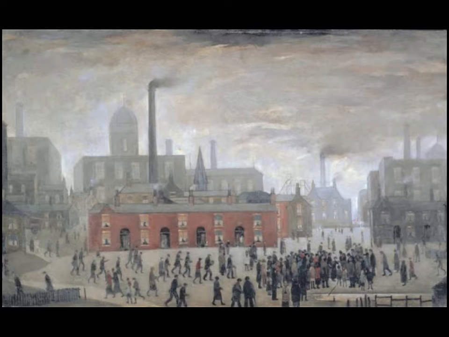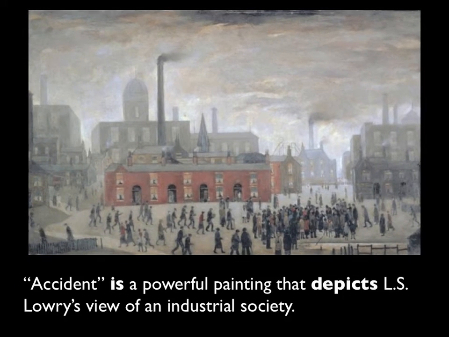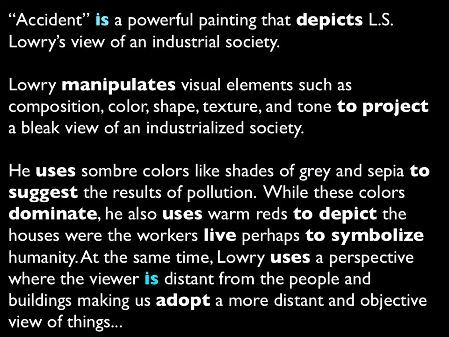Okay, so here's the beginning of an interpretive explanation of this painting. Accident is a powerful painting that depicts L.S. Lowry's view of an industrial society. That's the beginning. Obviously written by a student older than the students we've been looking at. And here's a bit more of it, and I'll let you read it for yourself.